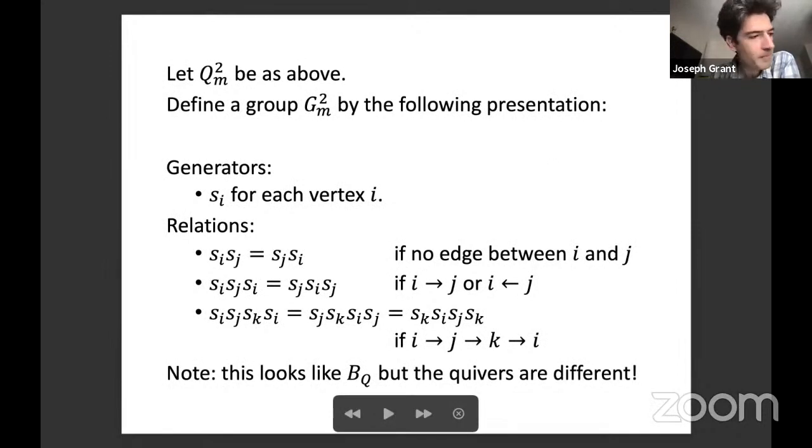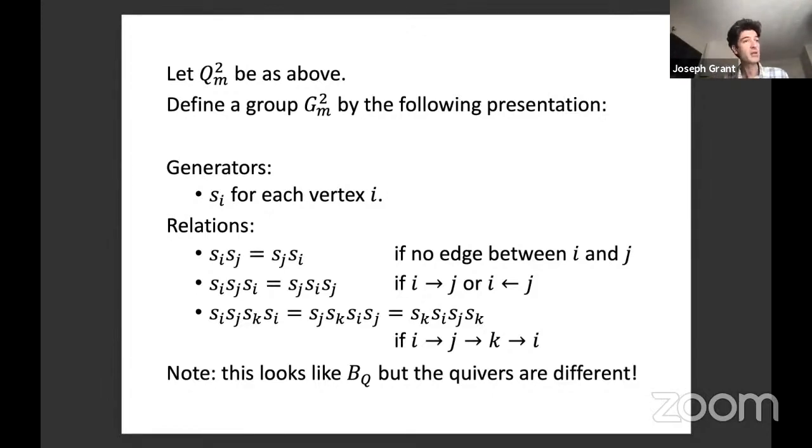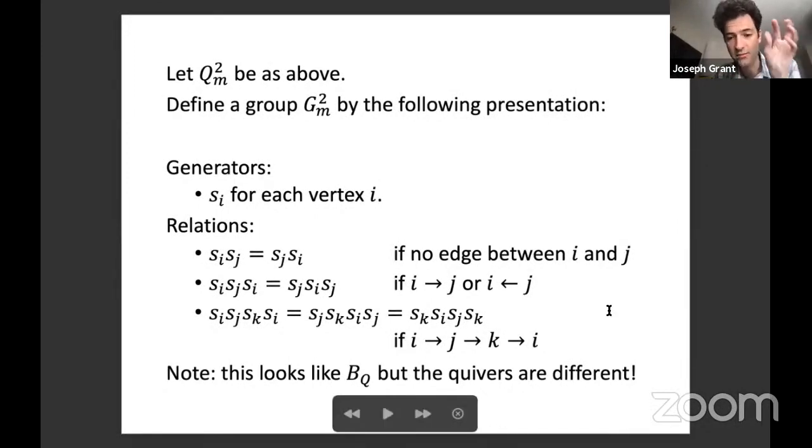But the quivers you're allowed to input into these sort of machines to produce groups are restricted, right? If you just put in a random quiver, you can't expect to get out a sensible group. So the fact that I'm allowing a much more general class of quivers here is important.